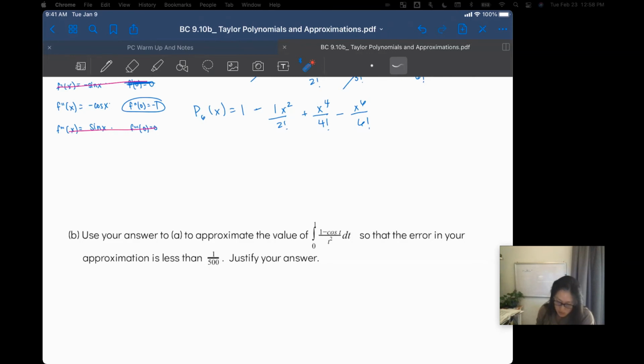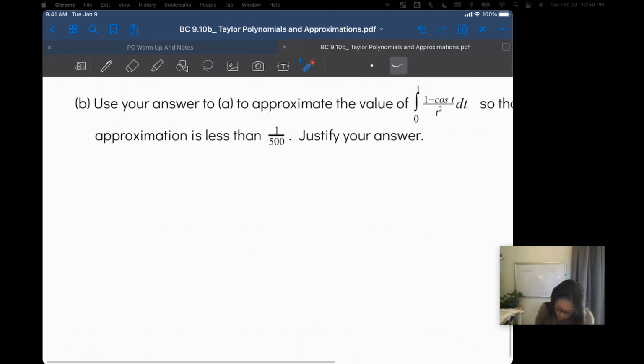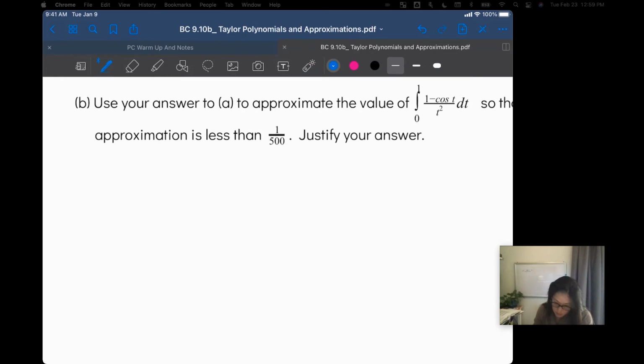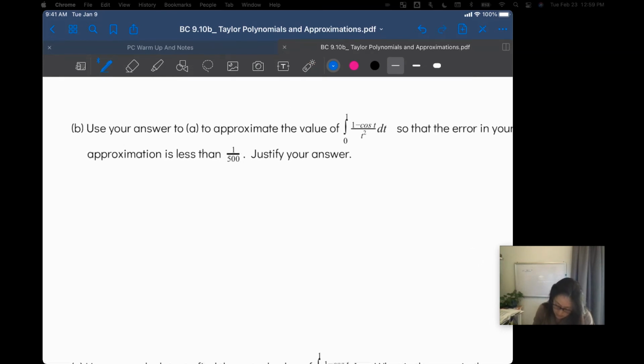Okay, here we go. So instead of cosine, this is too difficult to integrate. So we're going to use p sub 6, we're going to use p of t to integrate. So the polynomial that approximates cosine. So we have the integral from 0 to 1 of 1 minus, and instead of cosine t, we're going to plug in our polynomial because we can do that.